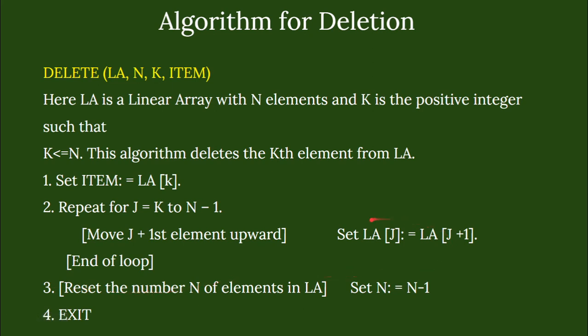Once you have made the arrangement, since we have removed one element, the size becomes n equals n minus 1. Suppose in an array of 10 elements, if you remove 1, it will become 9. So n equals n minus 1, exit. So that's all for the delete function.